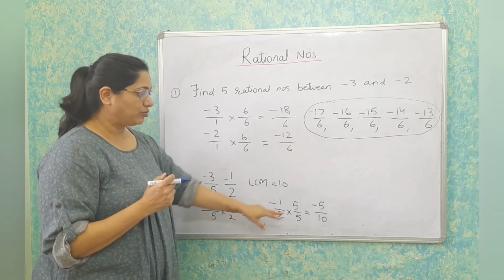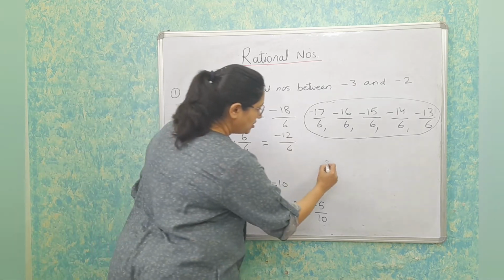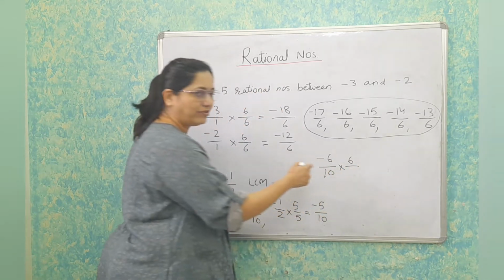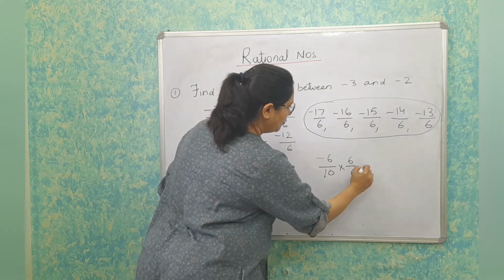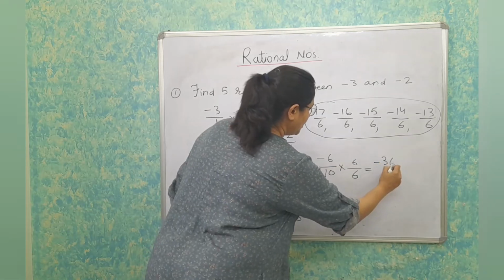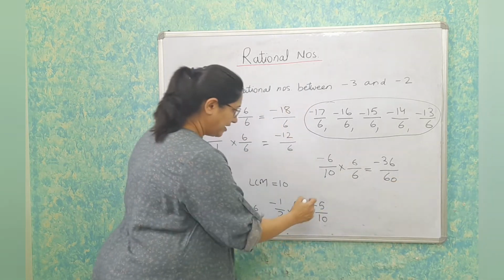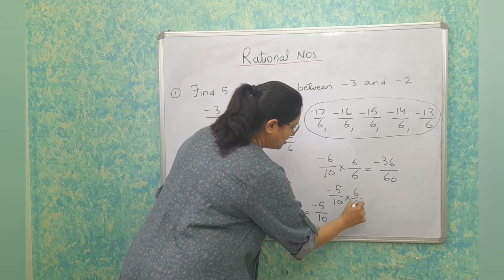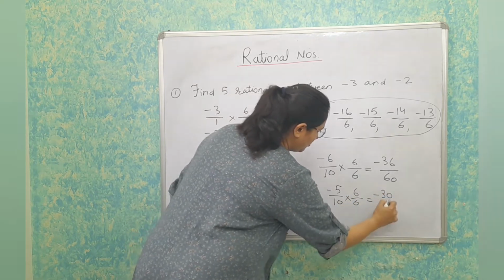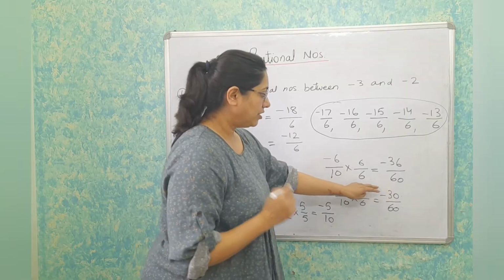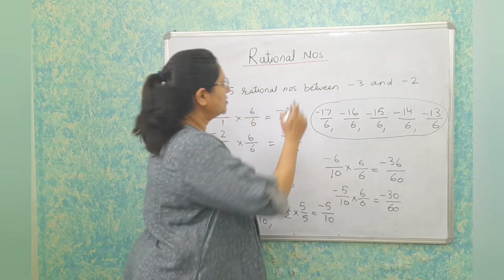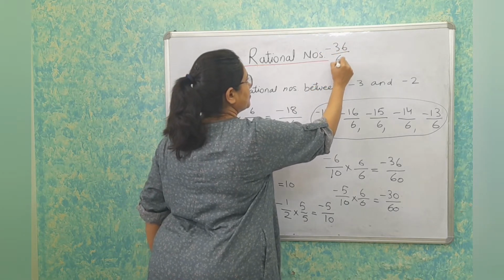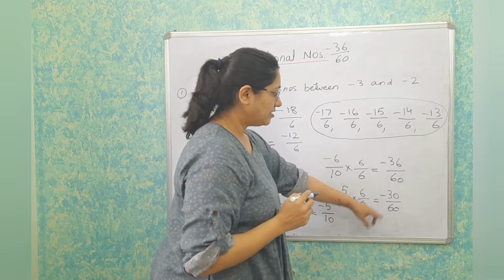So I will multiply both the numbers with 6. So first I will multiply minus 6 upon 10 with 6. And again I have to multiply numerator as well as denominator. So this is minus 36 upon 60. And the second number minus 5 upon 10. Again I multiply it with 6. And this is minus 30 upon 60. Now I am having these two rational numbers, minus 36 upon 60 and minus 30 upon 60.